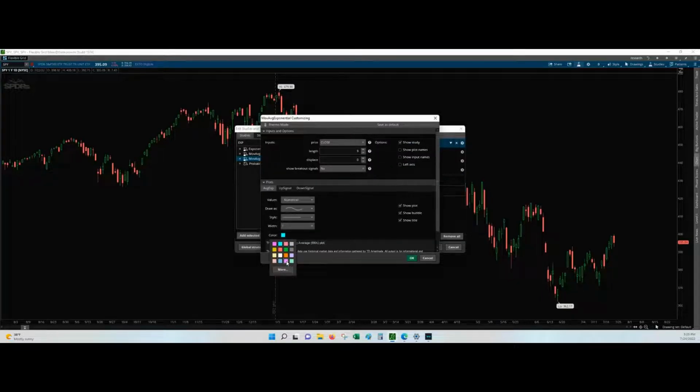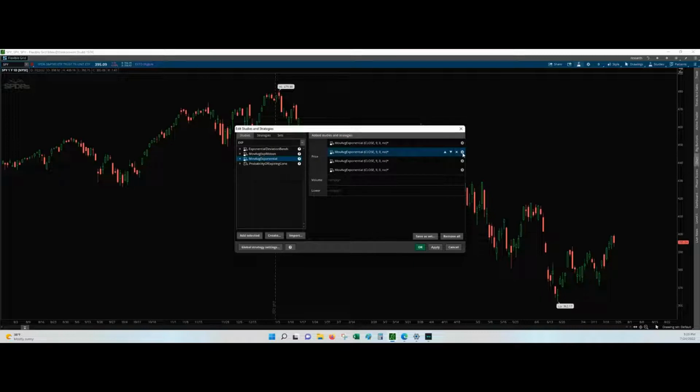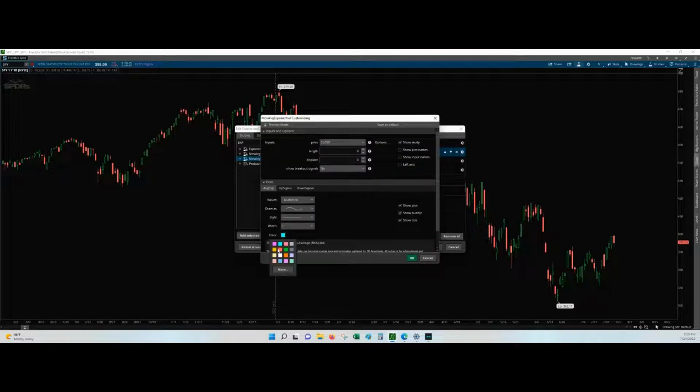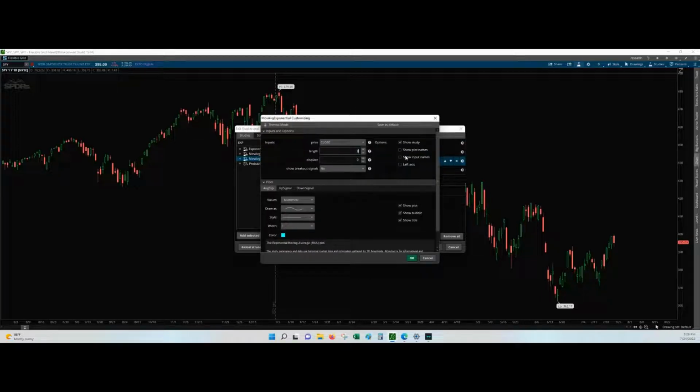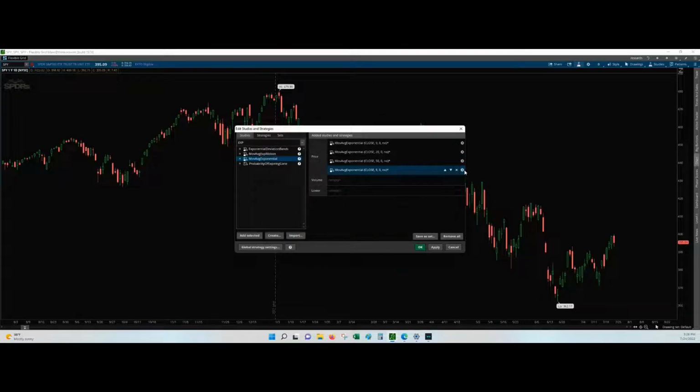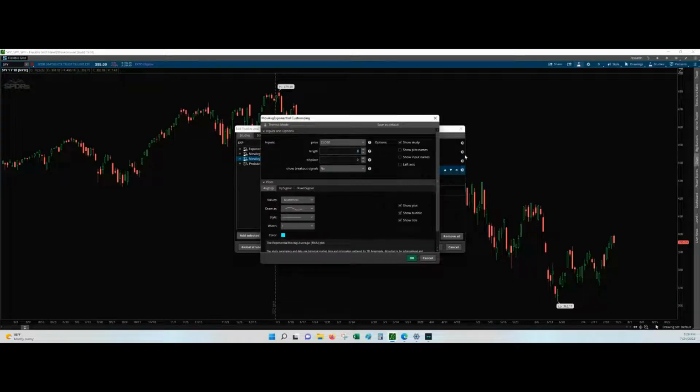I like this one being purple. The second one, I like having it yellow, and this one's going to be 20. The third one is going to be the 50-day moving average, and that one is okay as blue. And then the last one I like is the 200, which I'm going to color code orange.